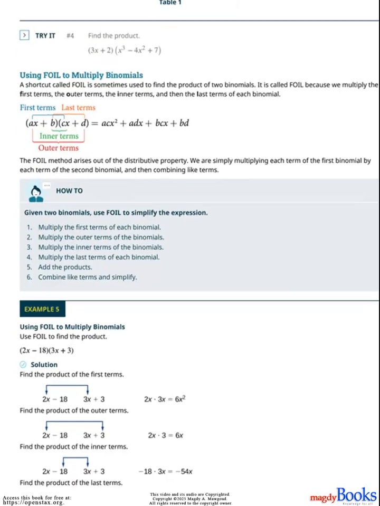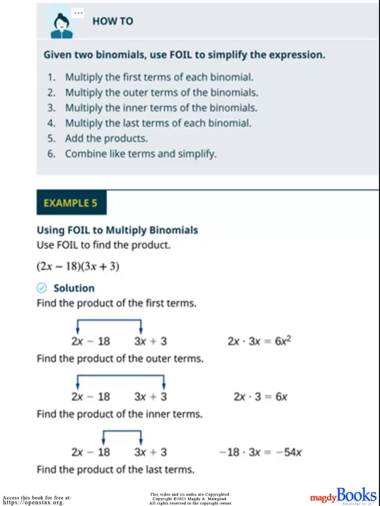How to? Given two binomials, use FOIL to simplify the expression. 1. Multiply the first terms of each binomial. 2. Multiply the outer terms of the binomials. 3. Multiply the inner terms of the binomials. 4. Multiply the last terms of each binomial. 5. Add the products. 6. Combine like terms and simplify.